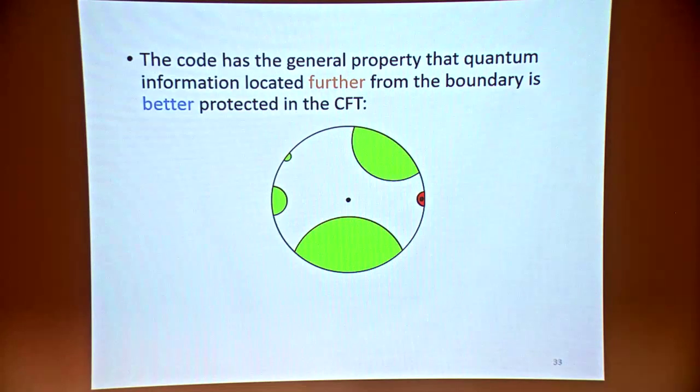The situation is worse if we consider an operator closer to the boundary. For example, if we have an operator here, then erasing just a small part of the CFT, this part, would destroy any description of it. So the operator at the center is better protected, and in fact, it requires roughly erasing half of the system in order to destroy the information.